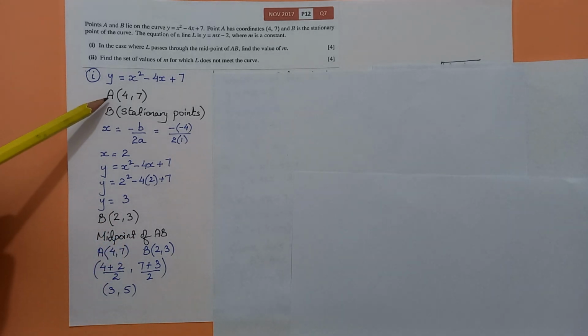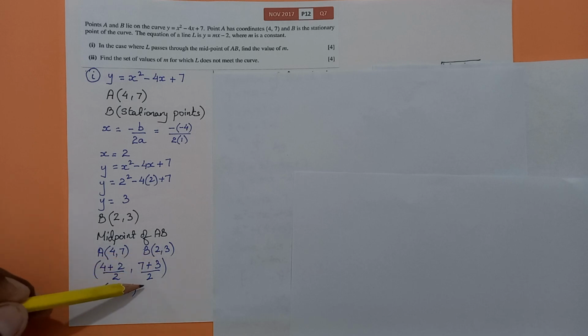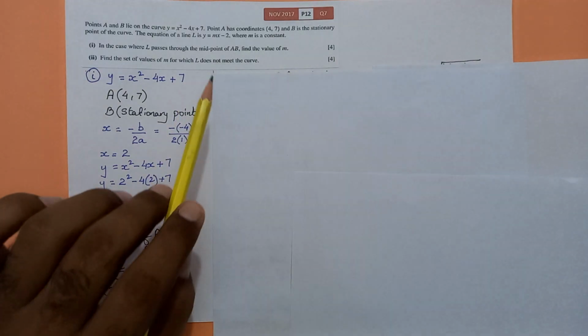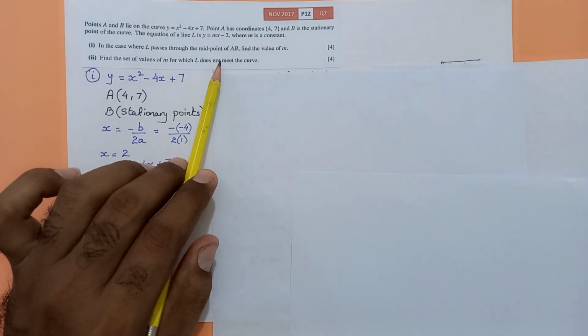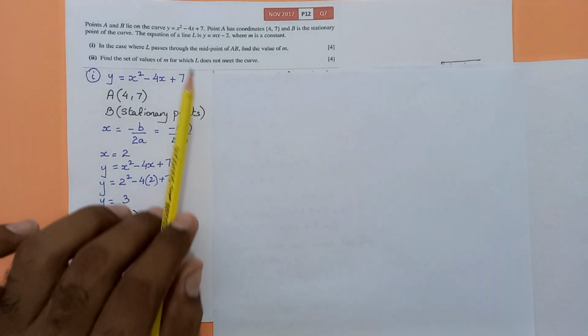So finally we have got the coordinates of point A and point B. By using the midpoint formula, we could get the midpoint of AB. Just add both the x coordinates and divide by 2, and add the y coordinates and divide by 2, and finally (3, 5) is the midpoint of AB. According to the statement, the line L passes through the midpoint of AB. That means this (3, 5) is a point on the line L.